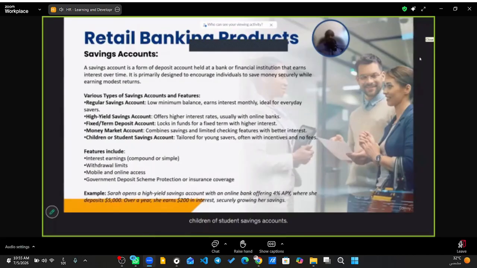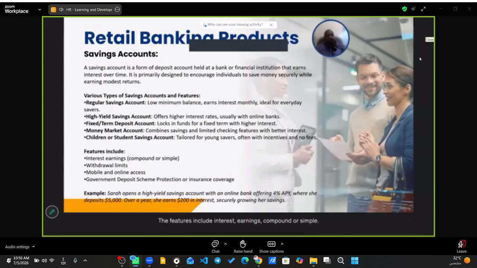Children or student savings accounts. So some banks have children accounts where, when children are born, parents can open an account for them, like a savings account. Sometimes there are student savings accounts, so parents can pay in things like school fees, or if the students have any change or any kind of small amount of money they want to put there, they can put that away and they'll earn some interest. Tailored for young savers, often with incentives and usually no fees.